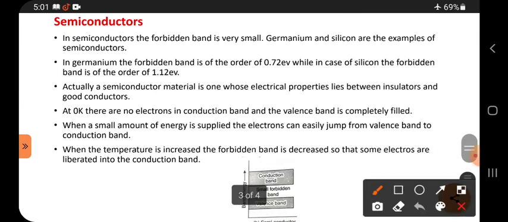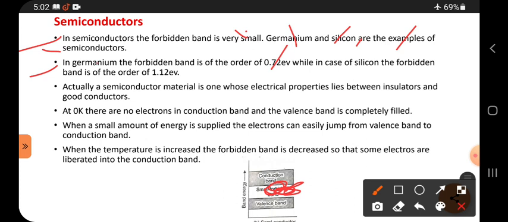Next, semiconductors. In semiconductors, the forbidden band is very small, not too small, but small compared to the insulator. Germanium and silicon are examples of semiconductors. The fourth group elements except carbon are mostly semiconductors, but the most important ones from the periodic table are germanium and silicon. In germanium, the forbidden band is of the order of 0.72 electron volts. In silicon, it is of the order of 1.12 electron volts. So for germanium this value is lower, and for silicon the forbidden gap is more.